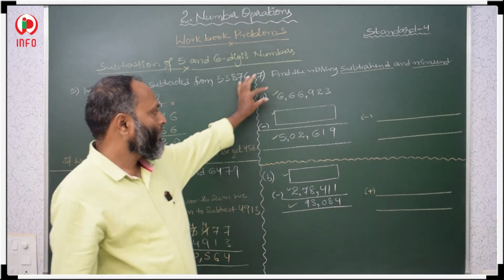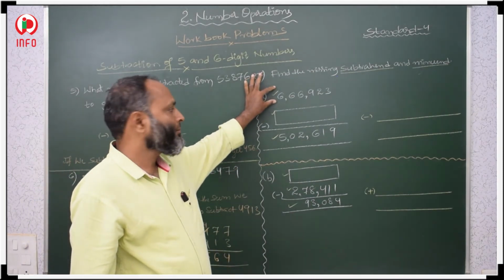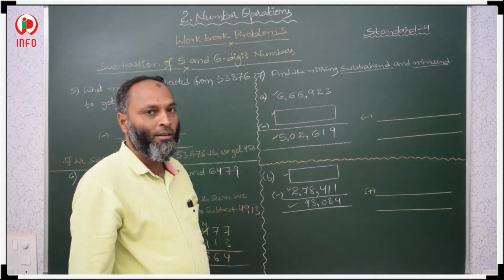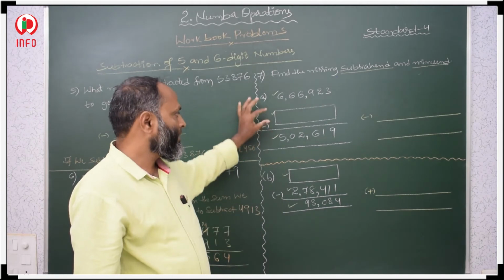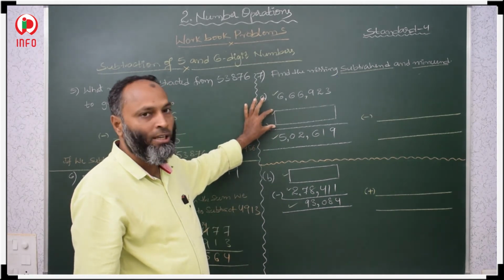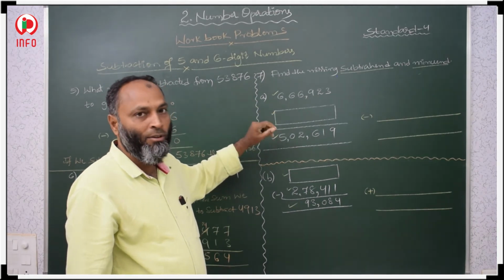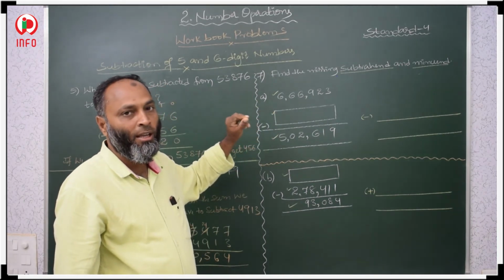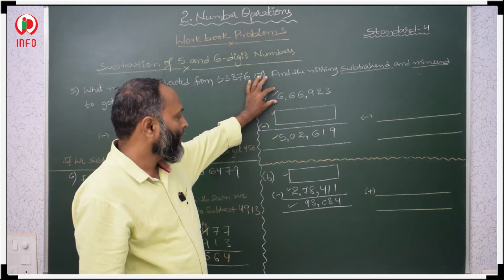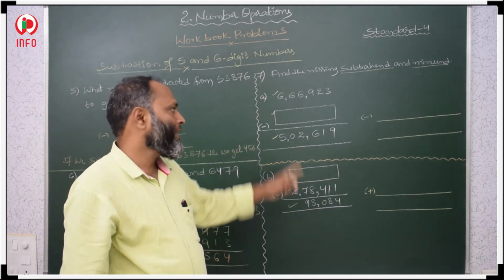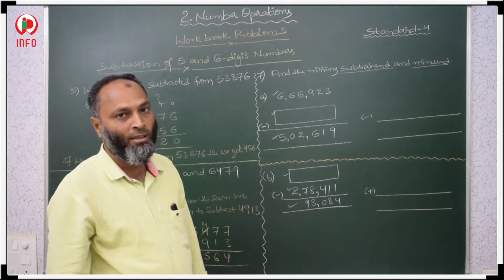Here, the first one is minuend, the second one is subtrahend, the third one is difference. If the subtrahend is not given, then we have to subtract. We subtract the difference from the minuend, then you will get the subtrahend.